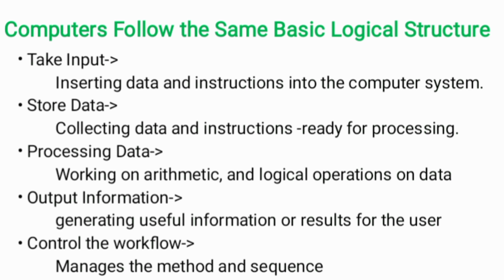Fourth, output information. The means of generating useful information or results for the user, such as printed record or visual display. Finally, control the workflow. Manages the method and sequence in which all of the preceding operations are performed.